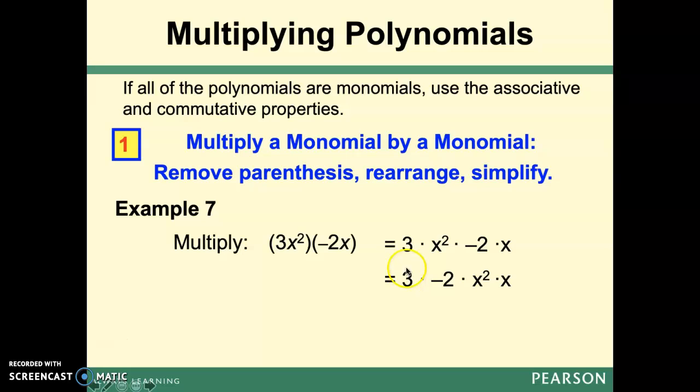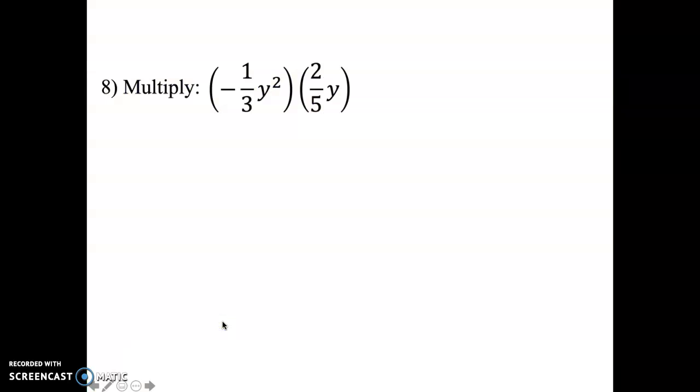And really what I'm doing is just putting like stuff together. All right, if I take 3 times negative 2, I get negative 6. What happens when you take x squared times x? Remember our exponent properties? If the bases are the same and you're multiplying, you do what with your exponents? You add. If you can't remember, expand out x squared. What's x times another x? Yeah, that's x to the 3.